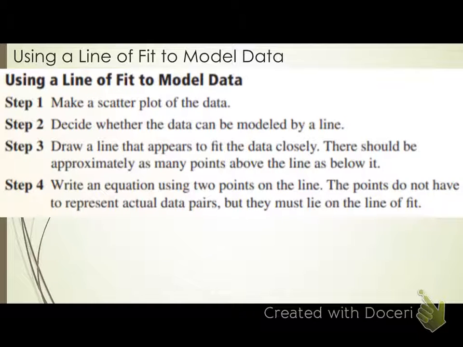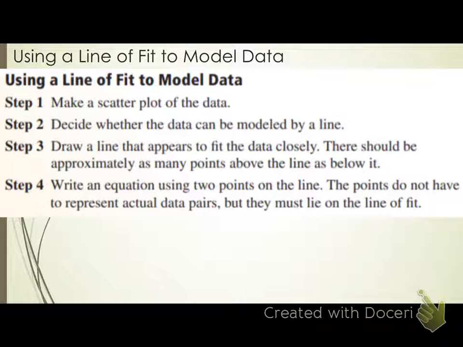Step 4, write an equation using 2 points on the line. How can I write an equation using 2 points on the line? What form would I use? Slope formula. I will have to use a slope formula to find the slope of the line using those 2 points. And then what form do I plug into? Slope-intercept. If you know your y-intercept, you could do that if one of your points is the y-intercept. But if I use 2 points that are not the y-intercept, I would use point-slope form. y minus y1 equals m times x minus x1.